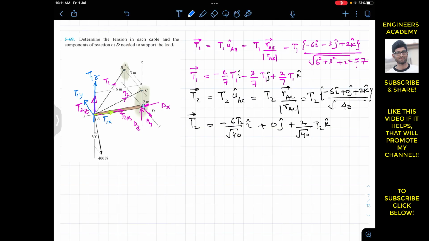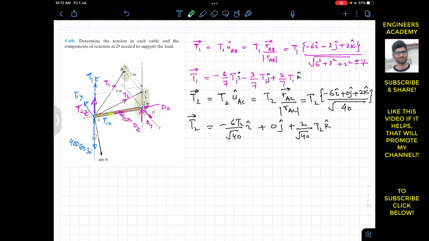It will have one component which is going to act in the downward direction. This one will be 400 cos of 30. And this will have one component which is going to act in this direction, that is in the positive y. So we need to show it here. This one is 400 sine of 30, and 400 sine of 30 will give us 200 newtons. So this is 200 newtons. This 400 Newton force is acting in the yz plane, so it has one component along the y and one component along the negative z.